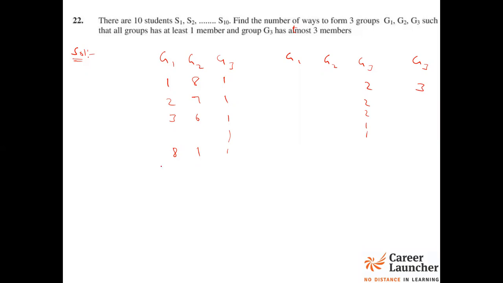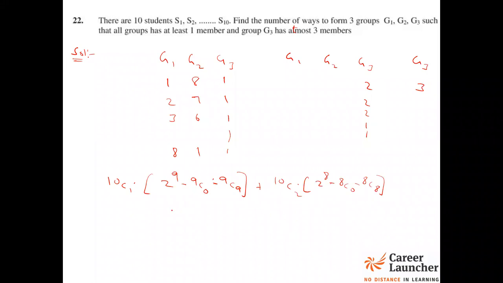Now group 3 should have any one person. So out of the 10, select any one person to be in group 3. Now the remaining 9 students can be distributed in how many ways? There are two groups, we can distribute them in 2 power 9 ways, but all cannot be in group 1, and all cannot be in group 2, right? This is for the first possibility. Next, if any two are in group 3, 10C2. Now all these remaining 8 can be in any of the two groups, but none of them can have all 0 or all 8.